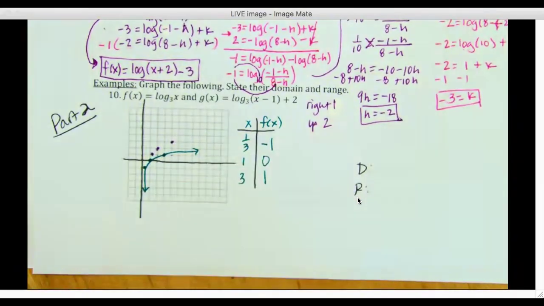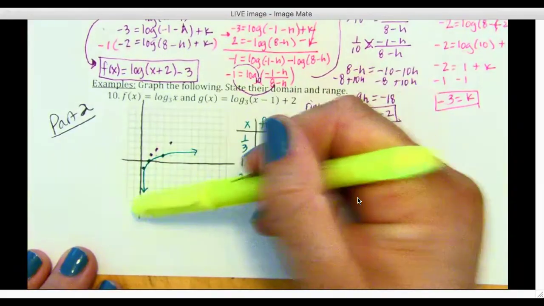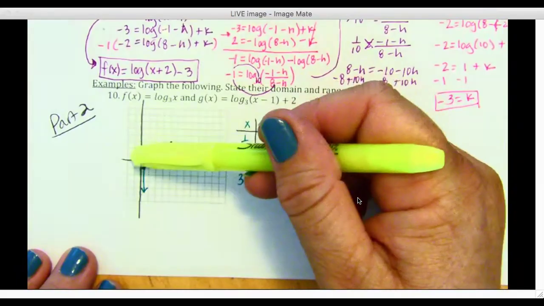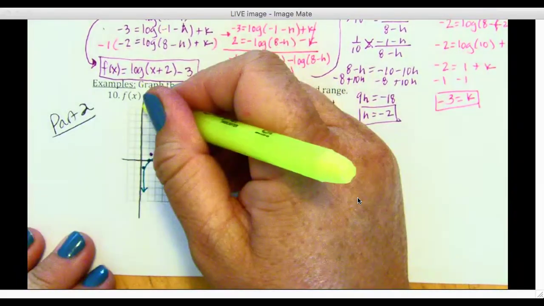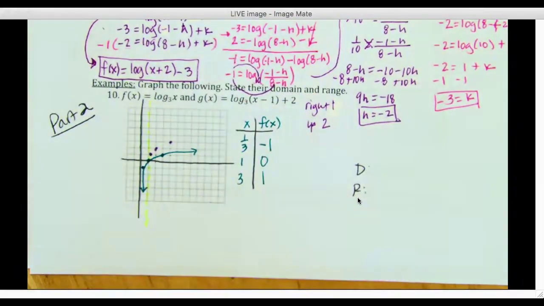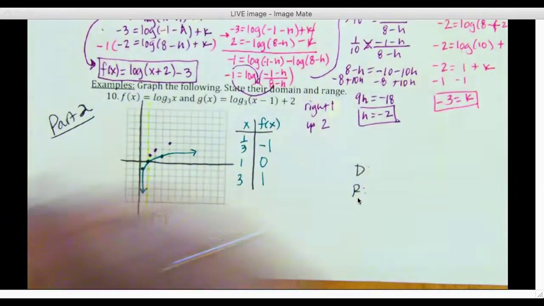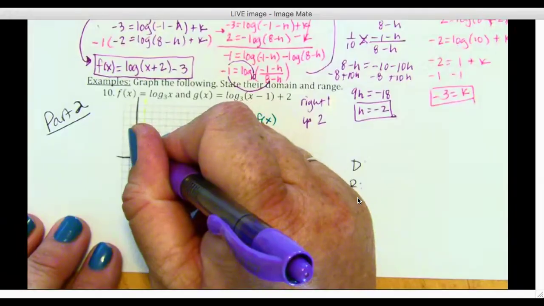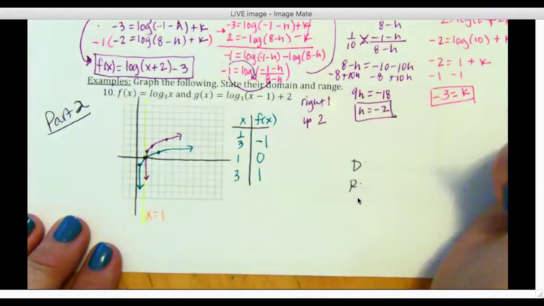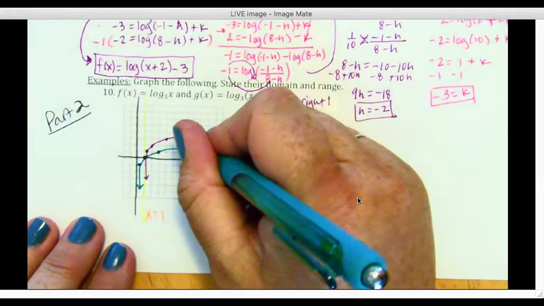And not only that, my asymptote was at the y-axis, but shifting up and down does not affect it. Shifting to the right one does. So now my vertical asymptote is at the equation x equals 1. And this is the graph of g of x. When you graph two graphs on the same coordinate plane, you always want to label them. So this one is g of x, and this is f of x.